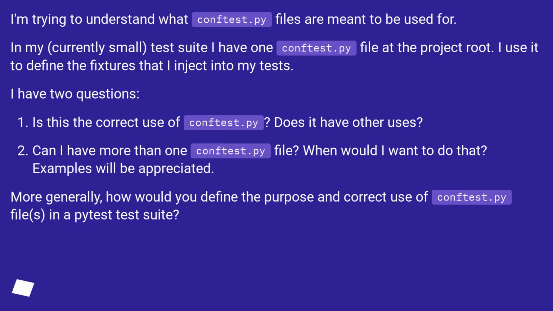I have two questions. Is this the correct use of conftest.py? Does it have other uses? Can I have more than one conftest.py file? When would I want to do that? Examples will be appreciated. More generally, how would you define the purpose and correct use of conftest.py files in a pytest test suite?